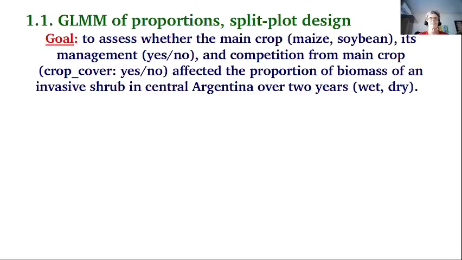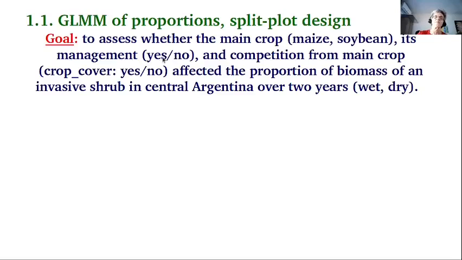So the goal of this analysis is to assess the effect of several categorical explanatory variables on the proportion of above ground biomass of an invasive shrub. These categorical explanatory variables are the main crop, this being maize or soybean. The management, yes or no.